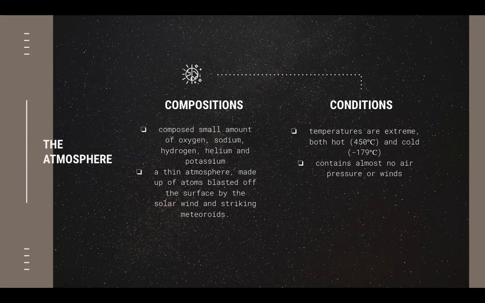But surprisingly, there are also cold regions on this planet because it's been upright, so its poles don't really reach the light of the sun, and the temperature could go down to minus 179 degrees Celsius. And the atmosphere contains almost no air pressure or winds.